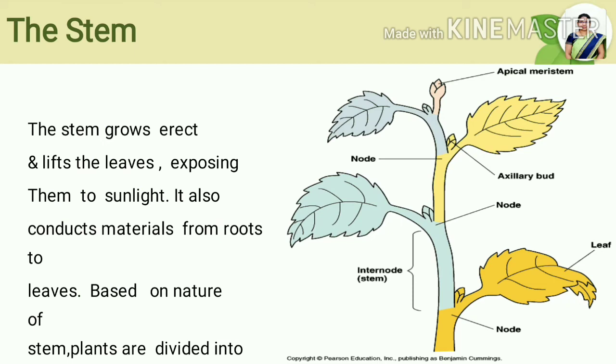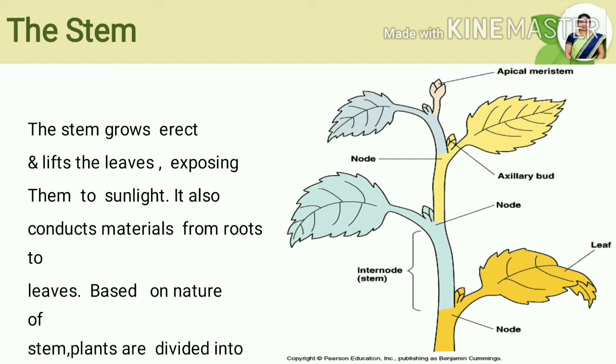Now coming to the stem. Stem grows erect, lifts the leaves, exposing them to sunlight, conducts material from the roots to leaves, and based on nature of stem, plants are divided into different types: strong stem, weak stem, creepers or trailers. So there are different types of stem depending on whether they are aerial, underground or subaerial.